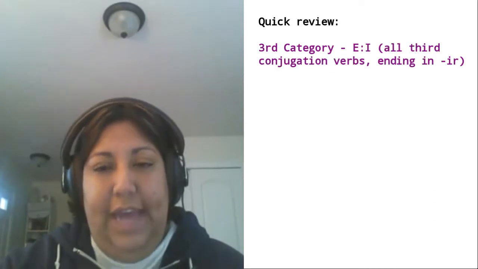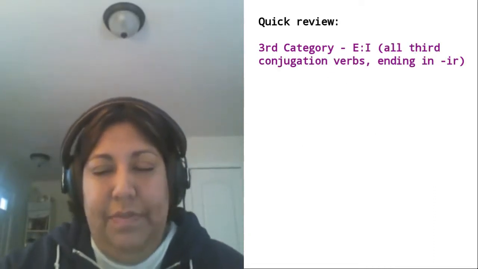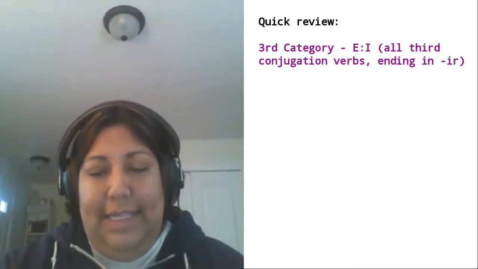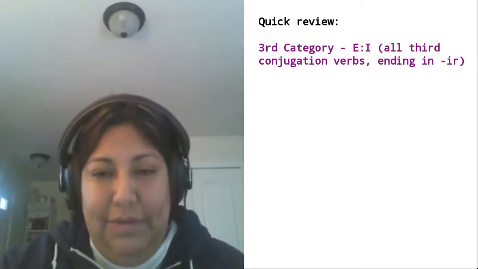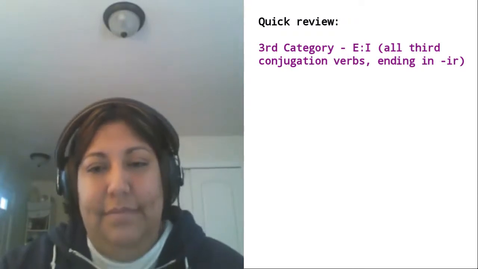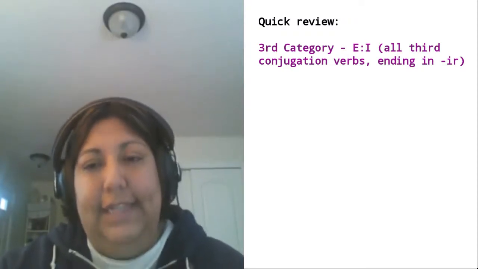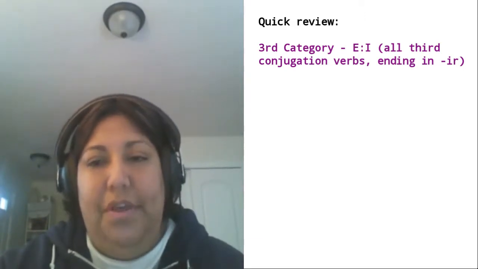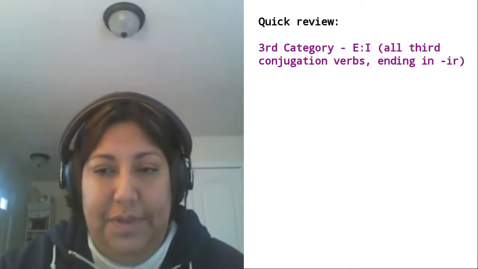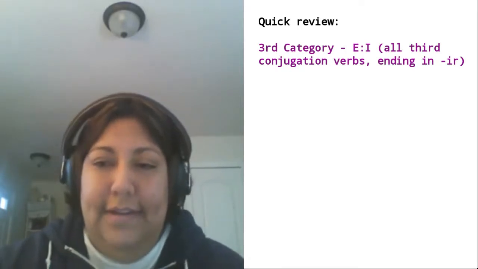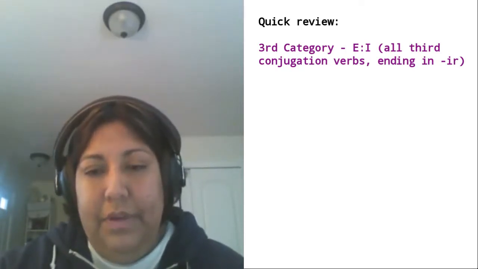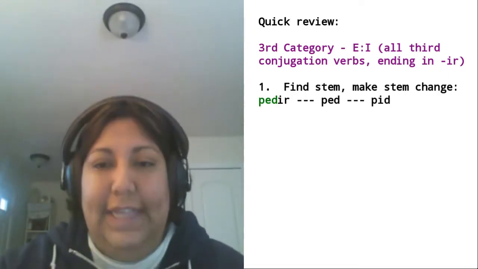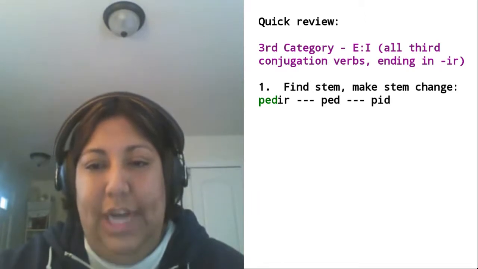For the third category of this module, the same exact rules apply. This category, however, will change the E in the stem to an I. And for this category, all the verbs are third conjugation verbs, meaning they end in IR. First, you'll find the stem and make the stem change.